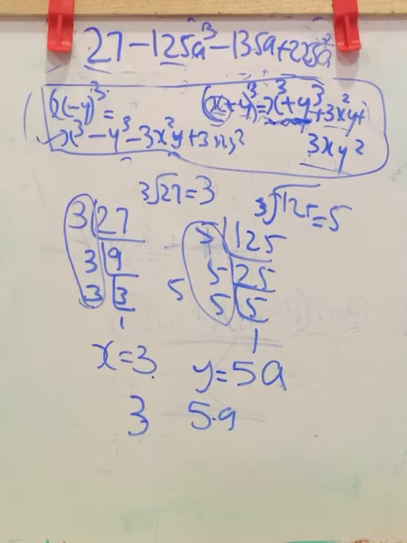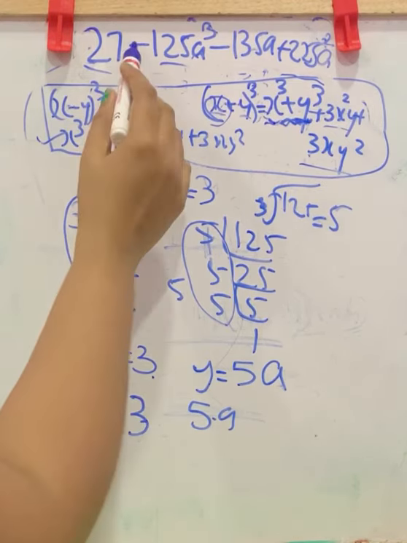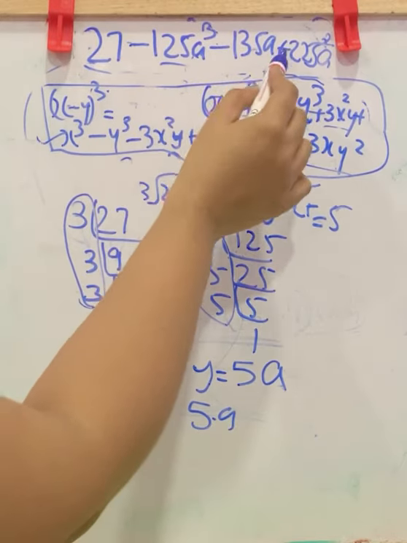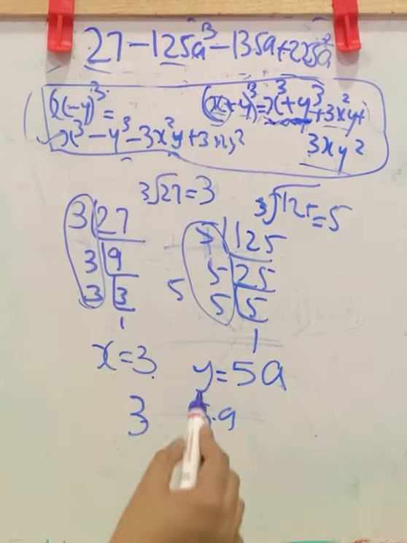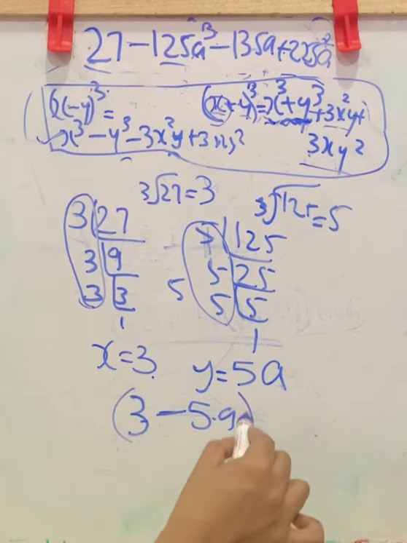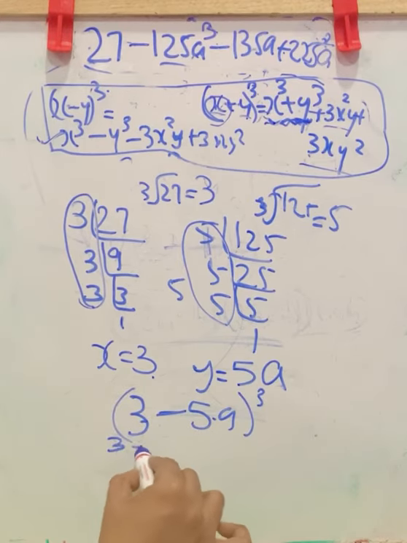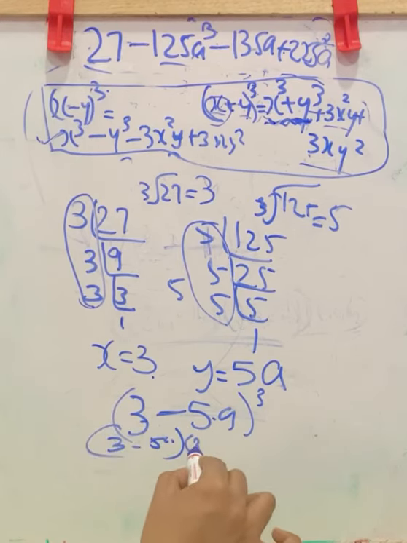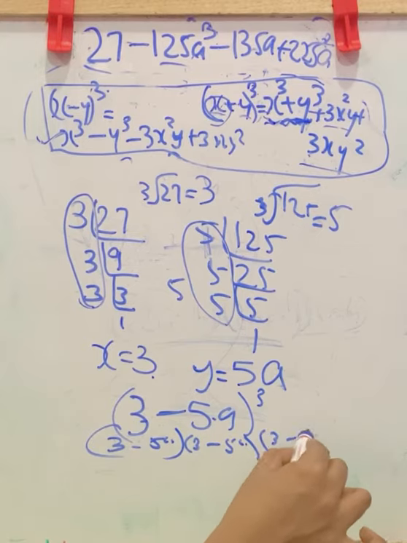Now you want to check whether it is x minus y whole cube or x plus y whole cube. Check the symbols. Here these are negatives and this is positive, that is this form, x minus y whole cube. So you can write it 3 times: 3 minus 5a into 3 minus 5a into 3 minus 5a.